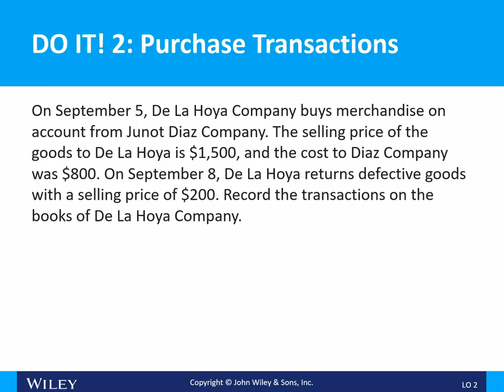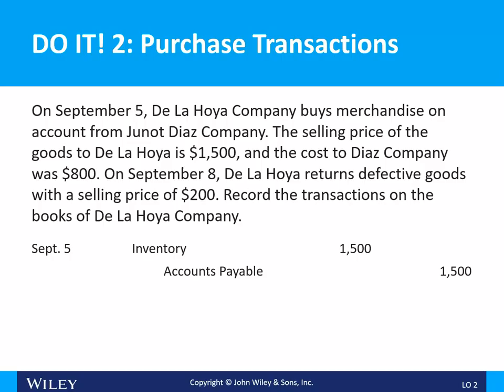So the first thing we have to determine is, are we looking at the transaction from the buyer or the seller? Since we're looking at purchase transactions, it's the buyer in this case. But just know when you are doing your homework and looking at different examples, make sure you're understanding whether you are the buyer or the seller. So De La Hoya is the buyer in this case. We made a purchase of $1,500. That entry is debit inventory $1,500, credit accounts payable $1,500.